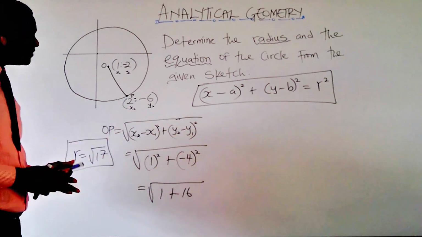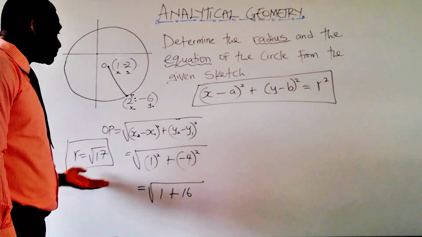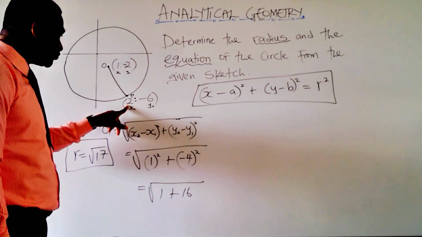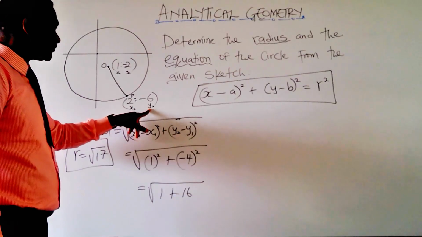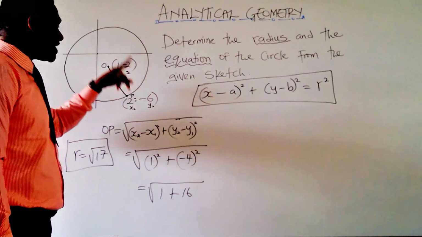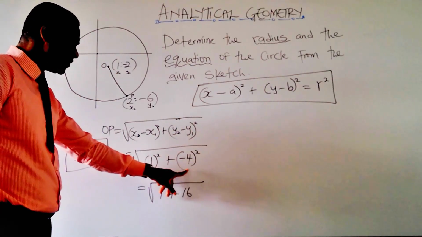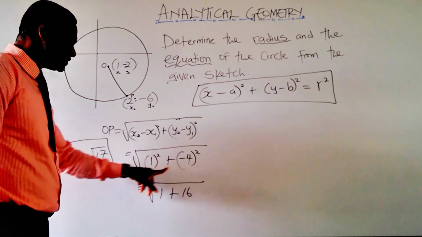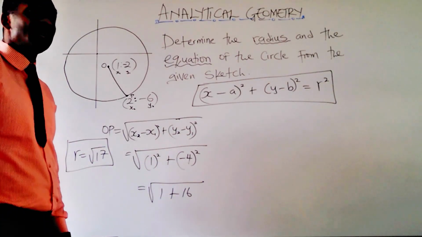Remember, you can spread this out. Be very careful with signs here. If you mess one up, it destroys everything. So x2, this is 2 minus 1, 1 all squared. y2 is negative 6 minus 2. Negative 6 plus 2 gives us negative 4. 16 and 1. 16 plus 1 gives us 17. So the radius is root of 17.